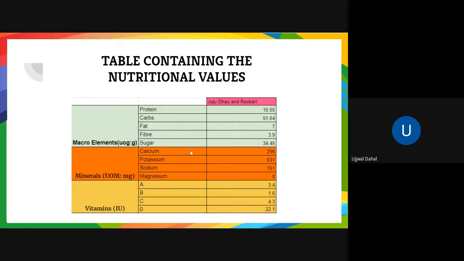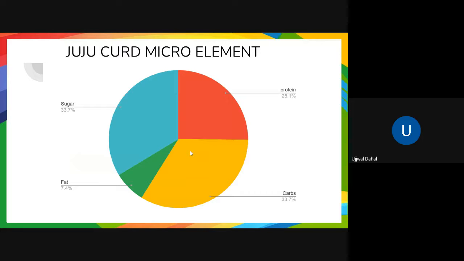Okay, the macro elements for Jujudho: protein is 15.55%, carbs were 51.64%, fat 7%, fiber 3.9%, and sugar content was 34.45%. And as for minerals, we have calcium 296 milligrams, potassium 631, sodium 151, and there was no magnesium. And of vitamins, we have vitamin A 3.4 IU, vitamin B 1.6, vitamin C 4.3, and vitamin D 22.1. And as you can see in pie chart 2, the data that I just provided, the protein was 25.1%, the carbs were 33.7%, the fats were 7.4%, and the sugar content was a bit high, at 33.7%, as it was too sweet for the curd.